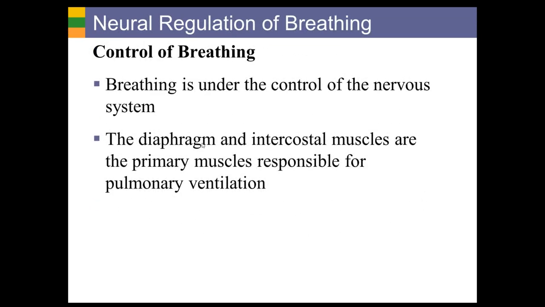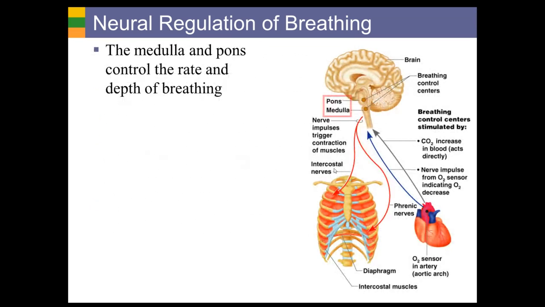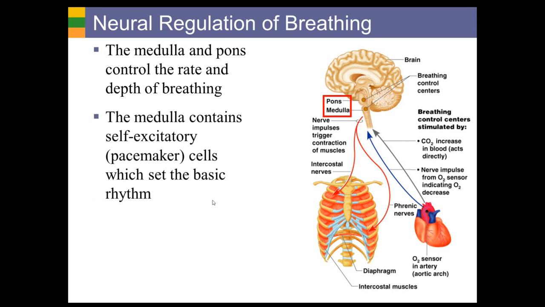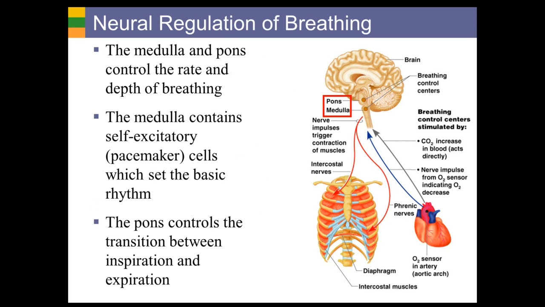All right, so breathing is under the control of the nervous system. The main muscles that are involved are your diaphragm and your intercostal muscles. They're not the only ones. Your respiratory center is your medulla and pons. They control rate and depth of respiration, and then they send impulses out via the phrenic nerve to the diaphragm and the intercostal nerves to the intercostal muscles.